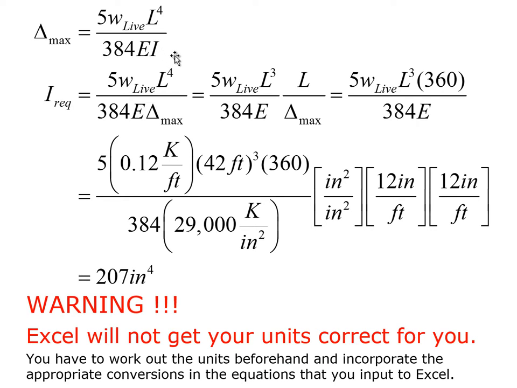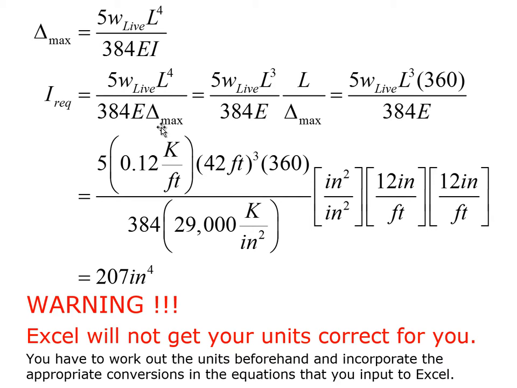We can take this expression and transpose I and delta max. So we get I is equal to 5WL to the fourth over 384E delta, where delta is the maximum deflection along the length of this beam.